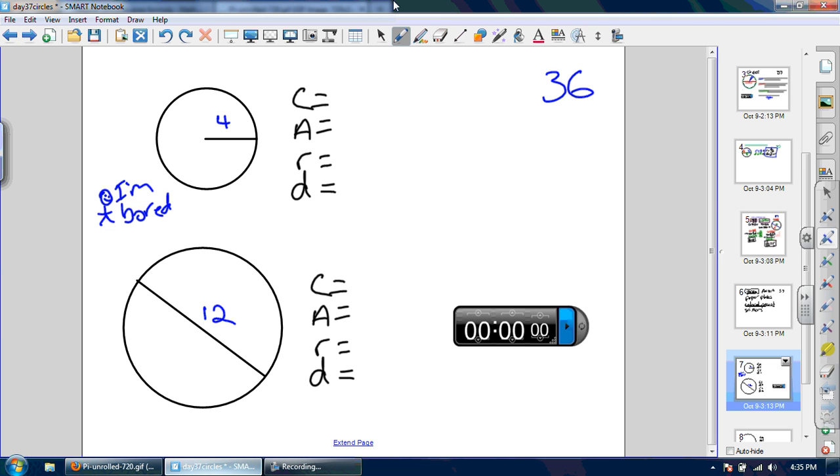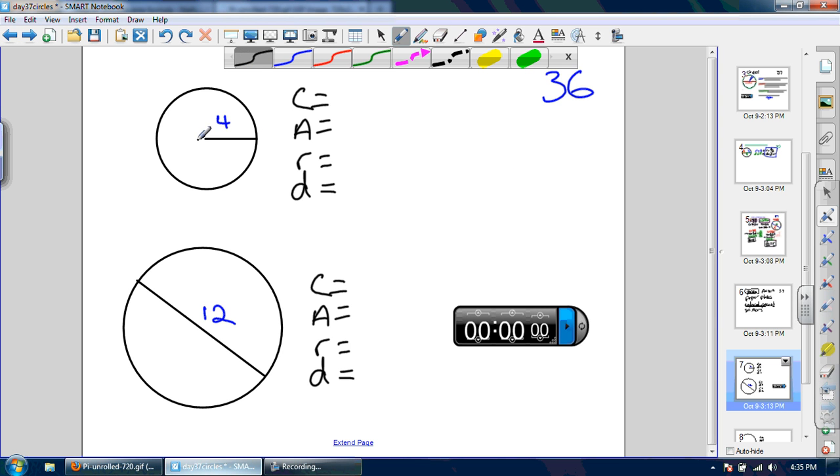Alright, cool. So let's see what we got here. Let's start nice and easy. What do we know? What does it give us here? Does it give us the radius or the diameter? Okay, good. It gives us the radius. Radius is 4.